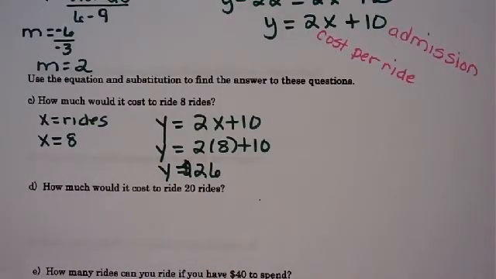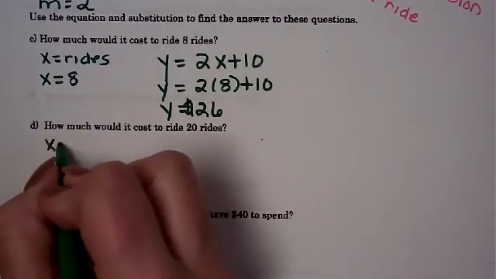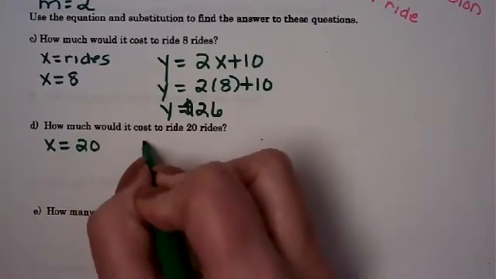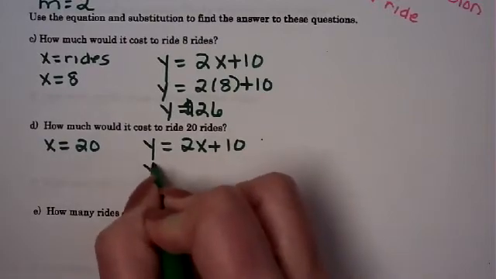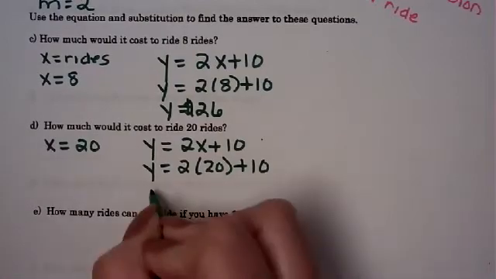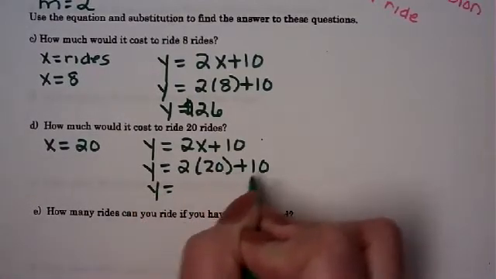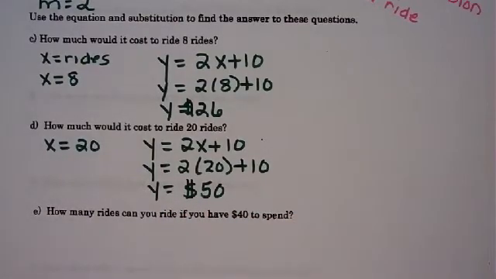Okay? Now, what if you're like me and love to ride rides? The second question says, how much is it going to cost to ride 20 rides? Well, I can do the same thing because I know 20 rides. So that means I know x is going to be 20. So I can use that same formula. And this time I'm just going to let x be 20. Well, I can do this in my head. 2 times 20 is 40 plus 10 is 50. So if I want to ride 20 rides at the fair, I better take $50 with me. Okay?